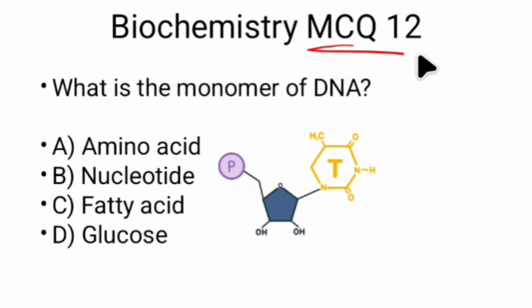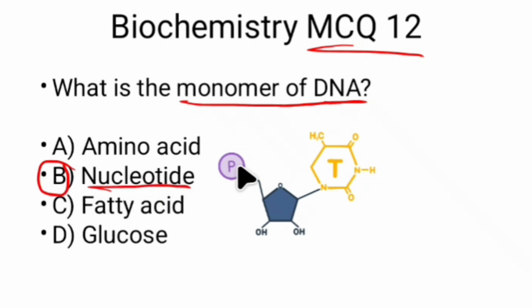Question number 12. What is the monomer of DNA? The correct option is B. Nucleotide is a monomer of DNA from which DNA is formed.